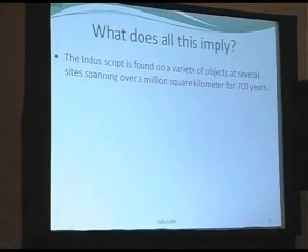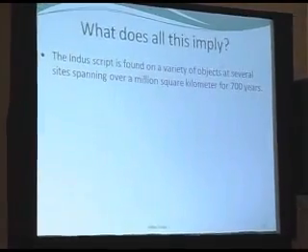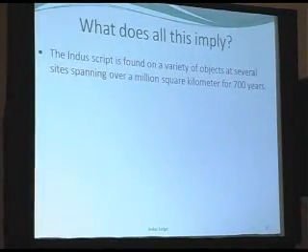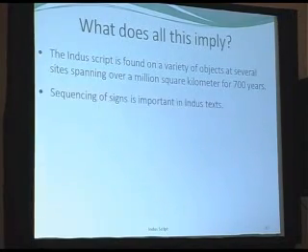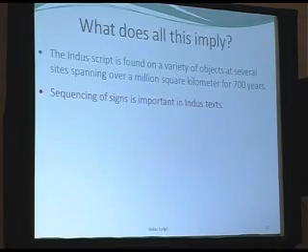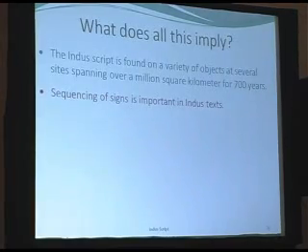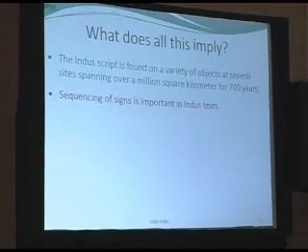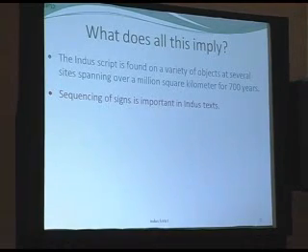It shows that Indus script was found on a variety of objects, at several sites, and spanning over 1 million square kilometers and so on and so forth. The sequencing of signs is important in Indus text. Whoever wrote the text was specifically taught a grammar. He was told which signs to begin with, which signs to end with, and what could come in the middle.